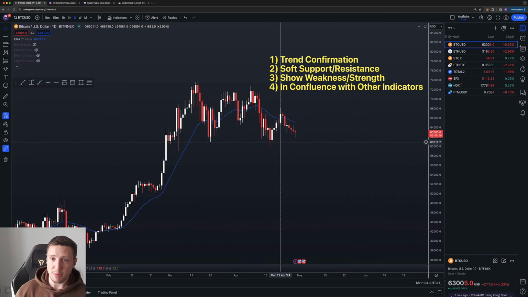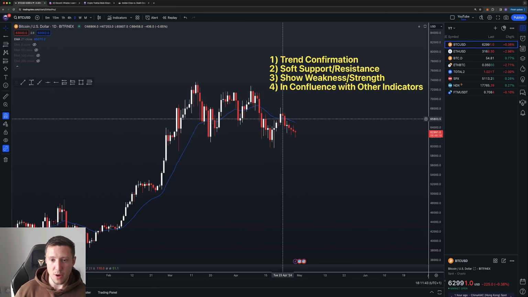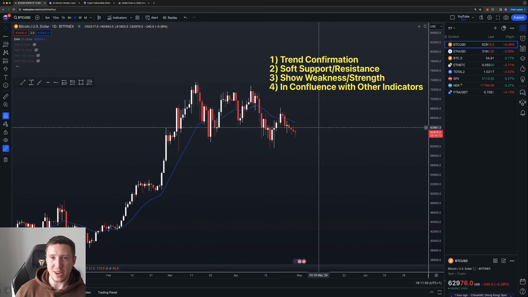So back to it being used as support or resistance, you can see that price is failing to break below the moving average 21 back here, which would show strength. However, in more recent times, you can see that BTC has failed to break above the moving average 21, which would indicate weakness.